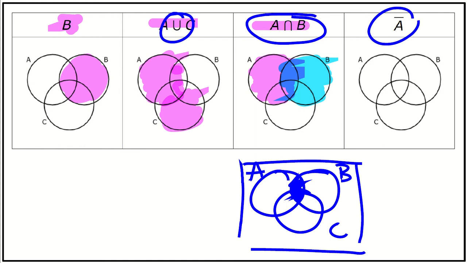Now with a bar above it, the bar means not. So it means everything except for A. So I'm going to take circle A, and I'm going to colour in everything except for that circle. So everything outside of A meets my criteria.